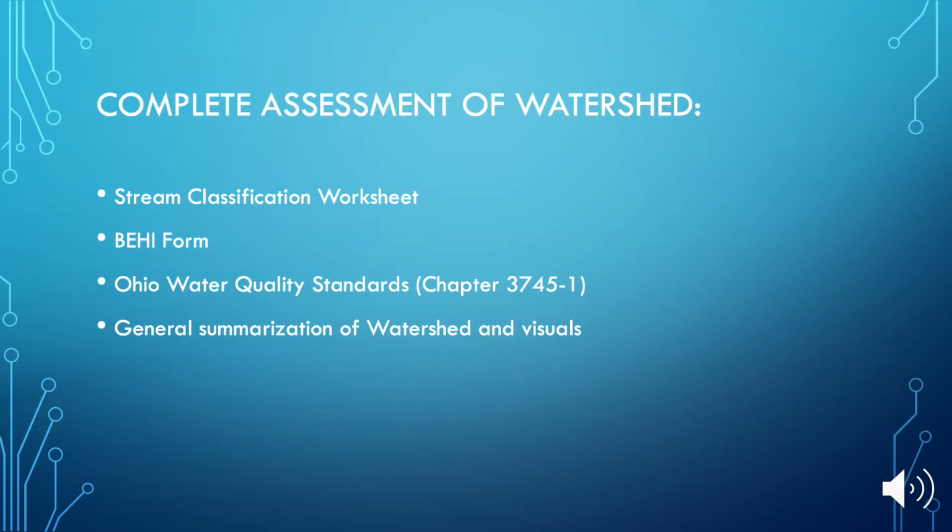So going to our presentation, I'm just going to be discussing briefly about the BEHI form, the stream classification worksheet, the Ohio Water Quality Standards, which is chapter 3745-1 for those of you in Ohio familiar with their policies and regulations, and the general summarization of the watershed.